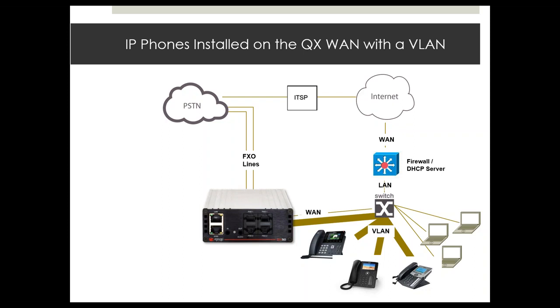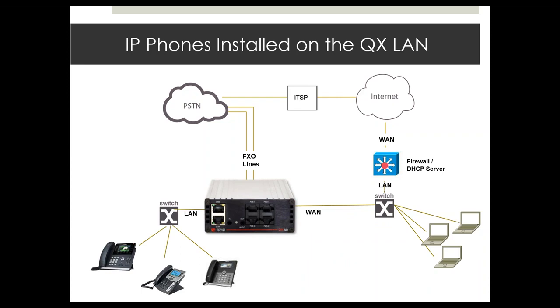So that would be one way. It's really popular. You can put the phones in a VLAN, and the PBX can actually act as the DHCP server across that VLAN, so it can hand out IPs to all the phones within that VLAN.